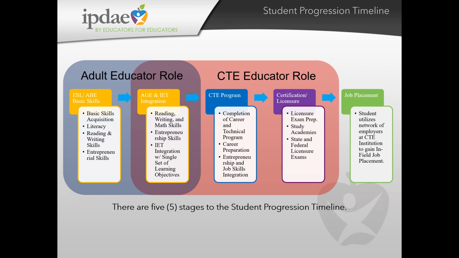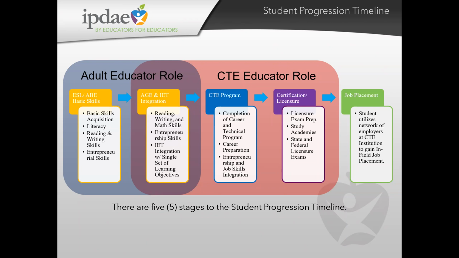Before we get started, I do want to point out that you can see the blue and the pink sections. The blue sections are the stages of the student progression timeline which are directly involved with the adult educator. And the pink sections are those that are directly involved with the career and technical education educator. And that overlap where adult educators and CTE teachers will work together to implement IET is the second stage. So without further ado, let's dive into this.